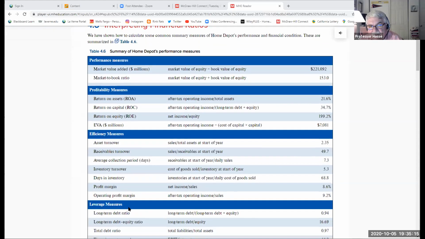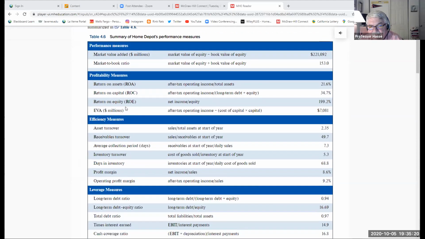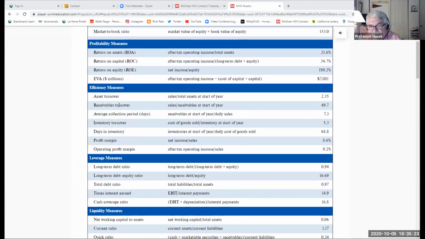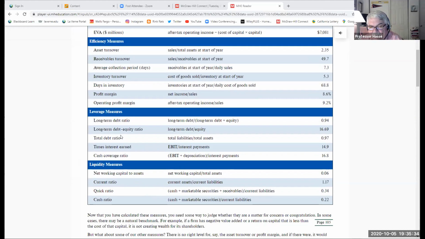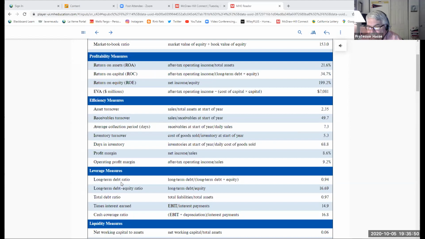In review, you need to know return on assets, receivables turnover, average collection period, inventory turnover, and profit margin, debt ratio, and current ratio. You will be asked questions about these in future work, not only in assignment 1, but in assignment 2, and so forth. Their definitions are in chapter 4. You need to be familiar with those.